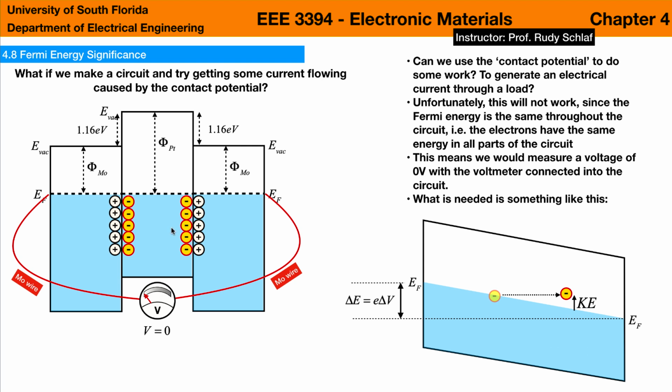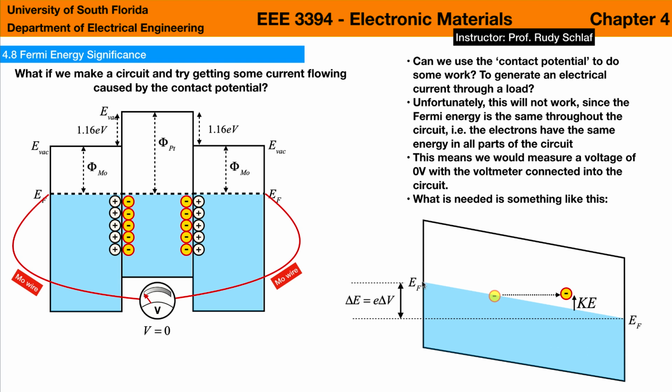unfortunately, because the Fermi level is constant throughout the entire structure, the whole thing is at thermodynamic equilibrium, and that means that there is no energy difference between electrons on this side and electrons on this side. And of course that would mean that no current is flowing and that we don't get any voltage on this voltmeter. What we really need is a difference between Fermi levels on either side of that circuit.